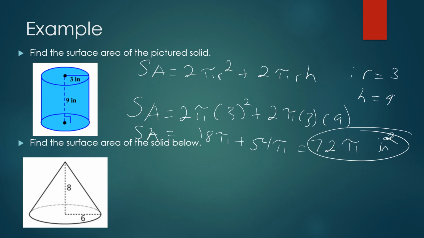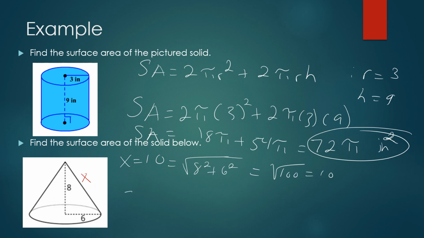It's simpler than doing a pyramid or a cone. So let's look at this cone now. In order for us to find the surface area of the cone, we need to know this number right here. For those that recognize their Pythagorean triples, you'll notice that this number, that x, is actually going to be 10. Now we find that by taking the square root of 8 squared plus 6 squared. 8 squared plus 6 squared is 100, and the square root of 100 is 10.